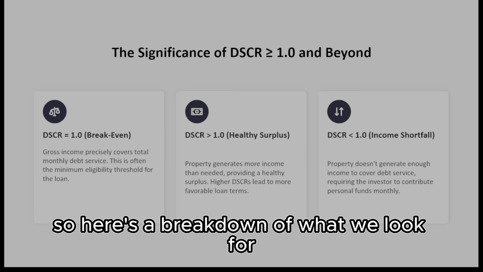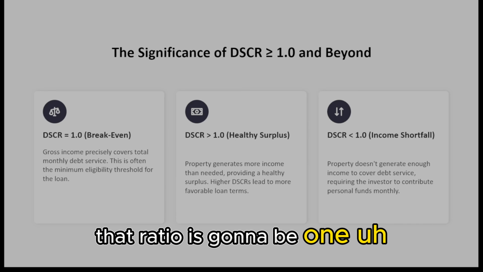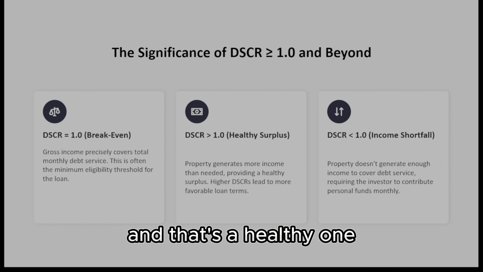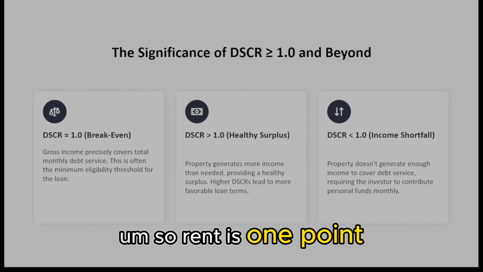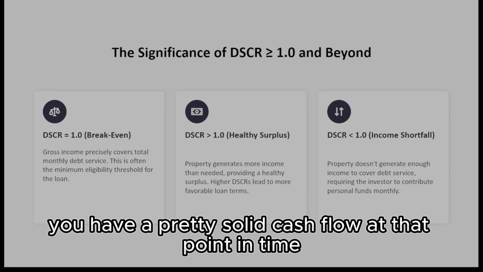So here's a breakdown of what we look for. One is breaking even. If the rent is $1,000 and the mortgage payment is $1,000, that ratio is going to be 1. Above 1 is what we really like to see, and that's a healthy one. That's where you're generating cash flow. So rent is $1,500, mortgage is $1,000. You have a pretty solid cash flow at that point in time.